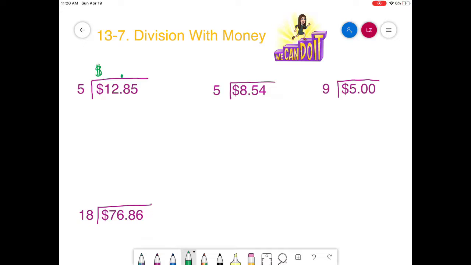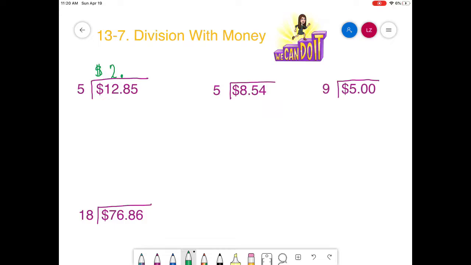How many times? 5 is going to go into 12 twice, right? So we're going to make sure to put that 2 above the 12. So it's going to go here. It's not going to go here. That would be if 5 went into 1, it would go here. But it's going into 12, so you're going to put it right above the 12. Okay, so 5 goes into 12 2 times.